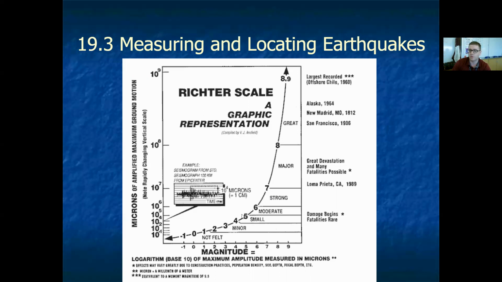That 7.0 earthquake is 100 times stronger than that 5.0. So pay attention. Hopefully you understand that. If you have a question about that, let me know, because that is a concept that you will see at some point. Hint, hint, wink, wink.